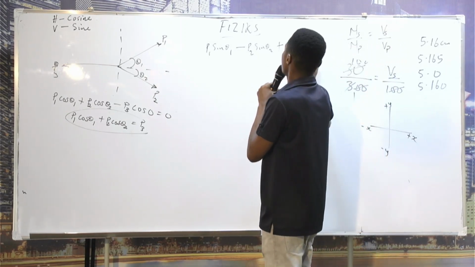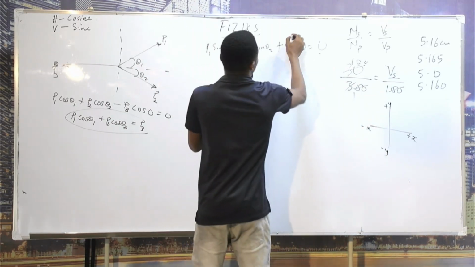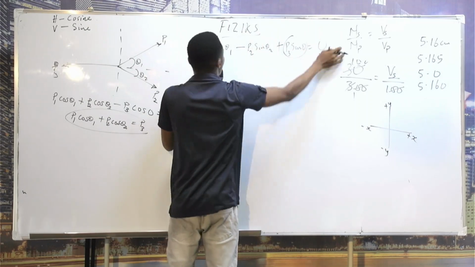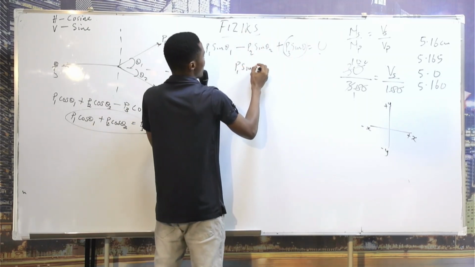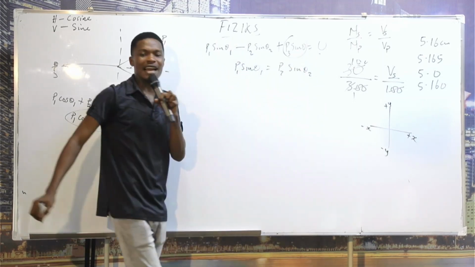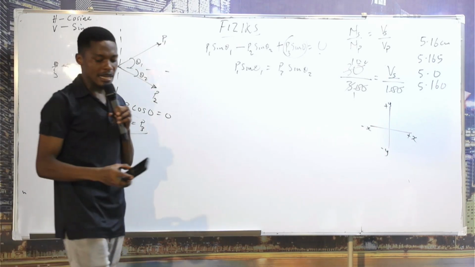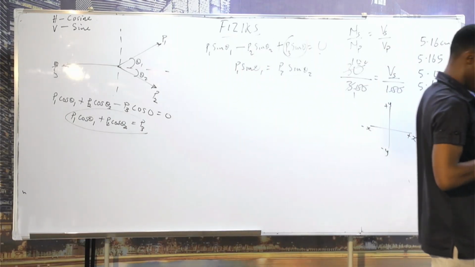So what is P3 sine 0? 0. Because sine 0 is 0. So this guy is gone. So move this guy over there. You will have P1 sine theta 1 equals P2 sine theta 2. Do we have something like that there? Okay, so those are the two answers that we'll get. So answer is option what?